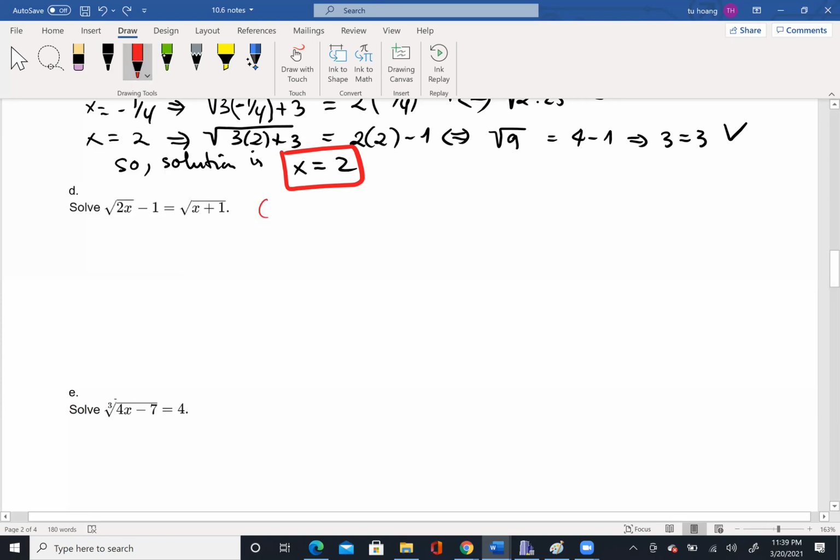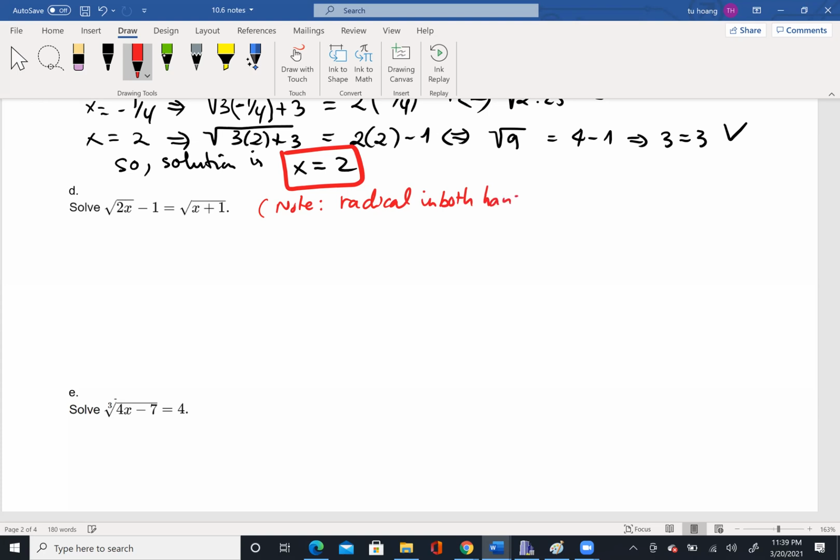Okay. So note that there is a radical in both hand sides. You see that we are having radicals on both sides. Right. So in this case, if you still follow the 4 steps, you notice that on the right hand side right now we did isolate the radical already. So I'm going to right away square both hand sides.